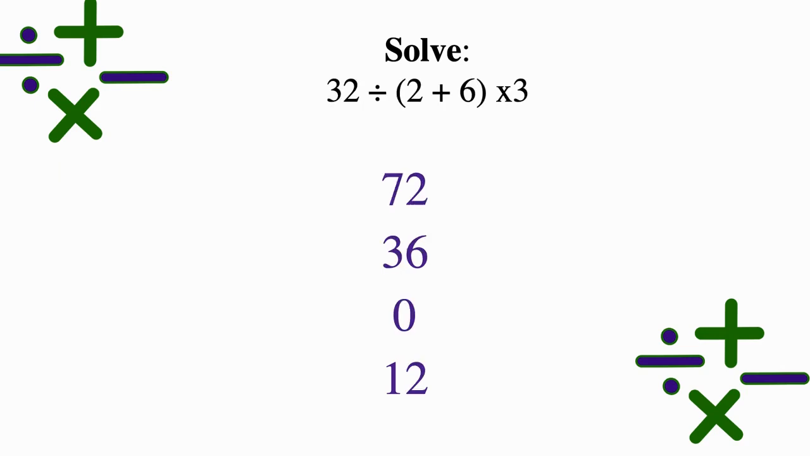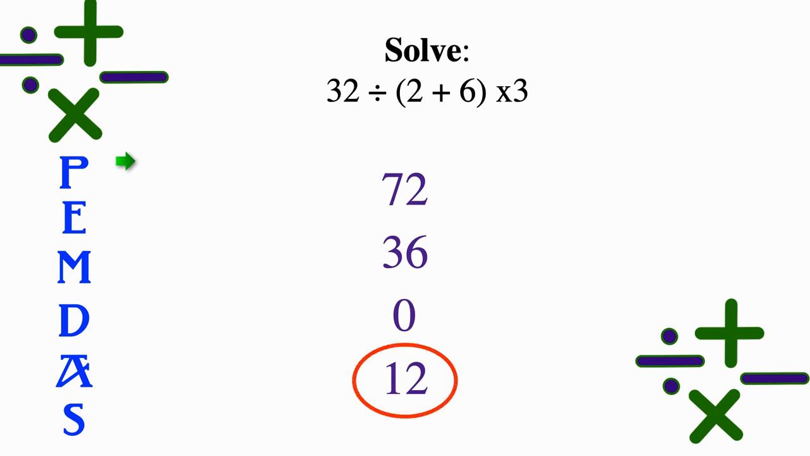Solve this. 32 divided by (2 plus 6) times 3. I see those multiple operations in there. So that means that we must use PEMDAS. When we do that, it should be easy for us to find our answer. Do you have your answer yet? Good job! The answer is 12. Let's see how we got that.